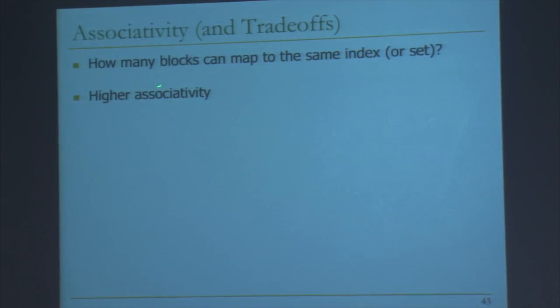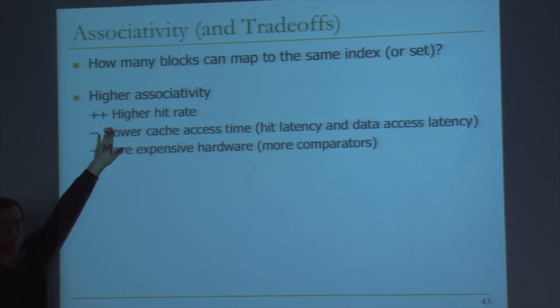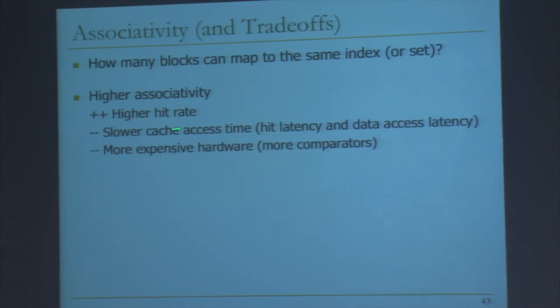OK, we've talked about this, right? Associativity is how many blocks can map to the same index. So let's recap a little bit. Higher associativity usually means higher hit rate. That's not always the case, unfortunately. This depends on your replacement policy also. The downside is usually slower cache access time, hit latency, and data access latency, and more expensive hardware also. You have more comparators and larger tag store.